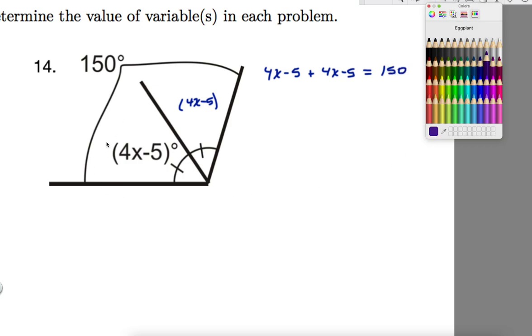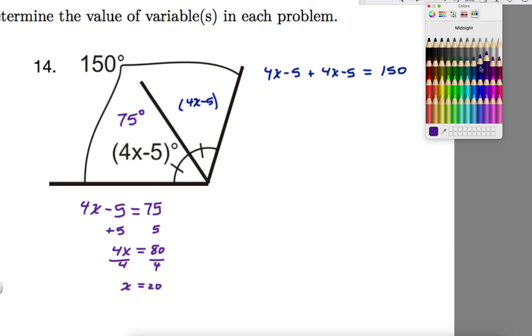But you could also say, well, if these are both congruent, that means if I cut 150 in half and get 75, I can also just say 4x minus 5 equals 75. That's a good equation too, and they'll both get us the same value for x. So if I take this one and add 5 to both sides, I get 4x equals 80. And divide by 4. Do you see we get 20?